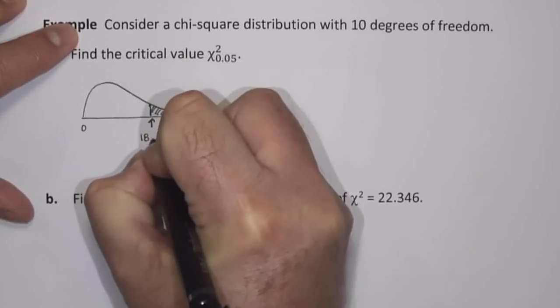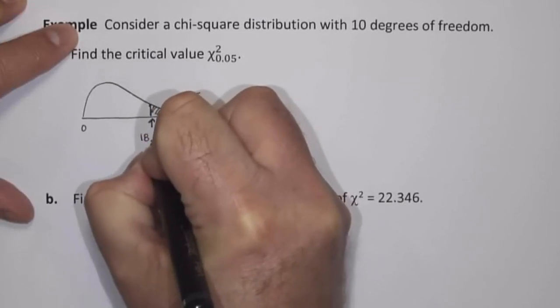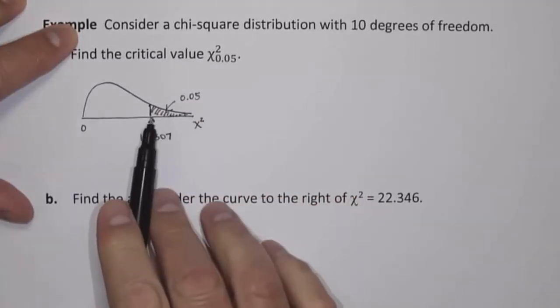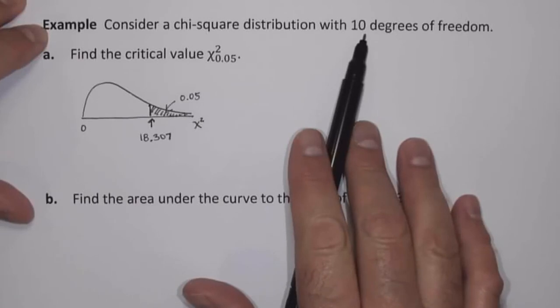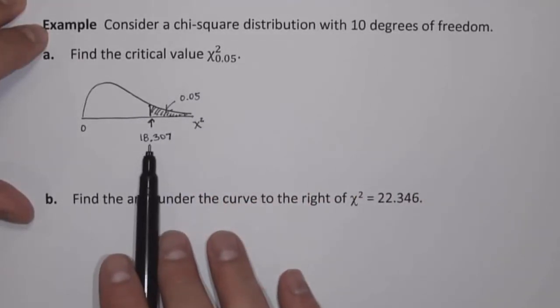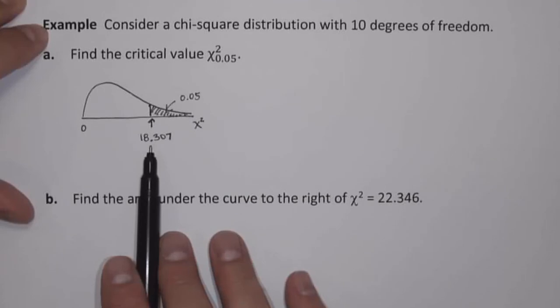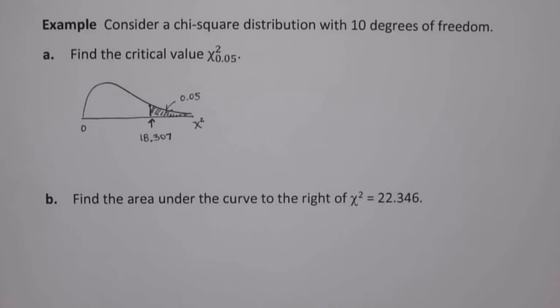It is 18.307. So if the area in the right tail of a chi-square distribution with 10 degrees of freedom is 0.05, then that critical value right there is 18.307. Now our TI calculator does not have a function that's going to allow us to find this critical value. But in StatCrunch, we do have a chi-square calculator where we can find this value. So if you prefer technology, we can use StatCrunch for this purpose.